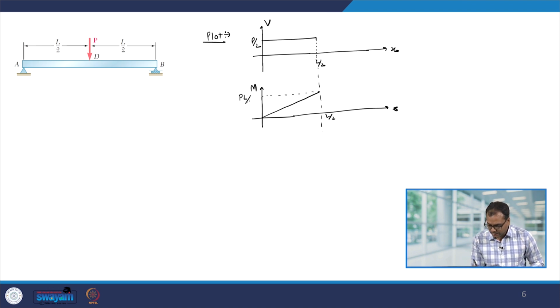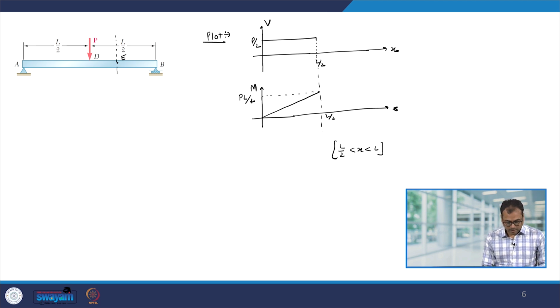This is PL divided by 4, and of course it will be like this. Now to calculate the bending moment and shear force in the region between L by 2 and L, let us say x is between L by 2 and L. Let us take a point E over here, and let us assume that the beam is cut at this point.